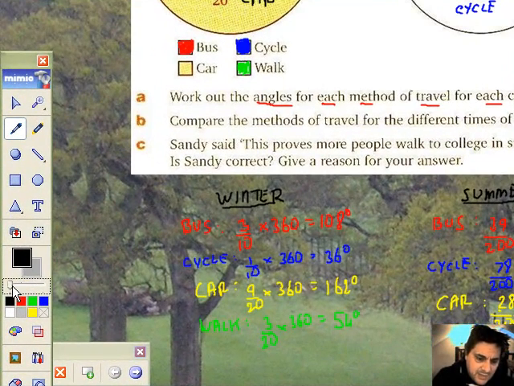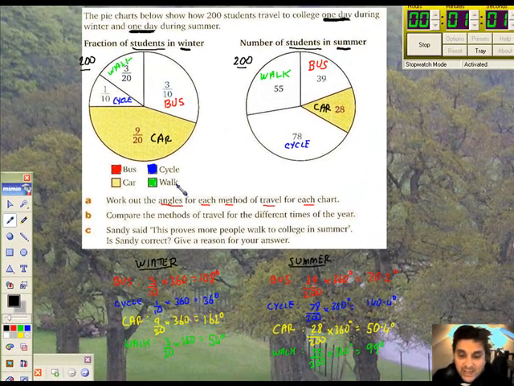Just get a slightly thinner pen, I think. There you go, about that. Okay, it says work out the angles for each method of travel for each pie chart. So I've got 8 little calculations to do.